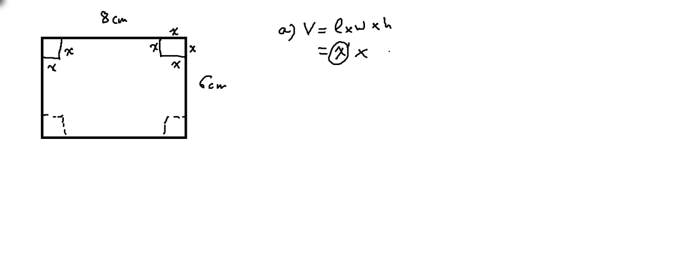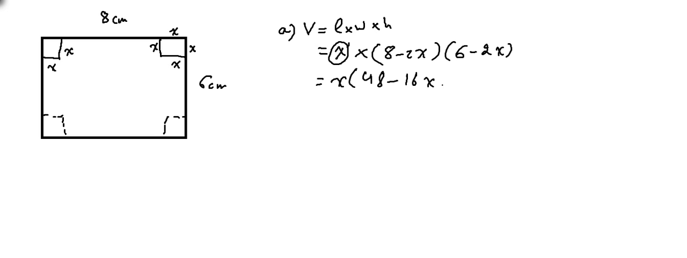If the length was 8 centimeter, this means its new length is 8 minus 2x, because I removed x from each corner. And what is the width? It was 6 centimeter, right? But we removed also 2x, because x from each corner, what is left is 6 minus 2x. This means it's x times (48 minus 16x minus 12x plus 4x squared).